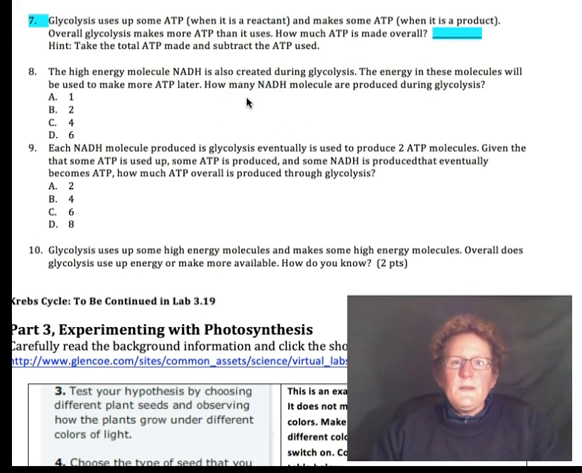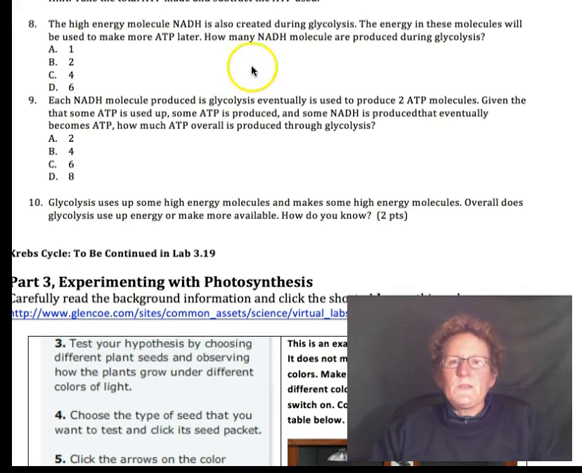The high energy NADH is also created during glycolysis. The energy in the NADH molecules will be used to make more ATP later. How many NADH molecules are produced during glycolysis? Well, we saw NADH once in the process, but we saw that little times 2 in the bottom. Each NADH molecule produced in glycolysis eventually is used to produce 2 ATP molecules.